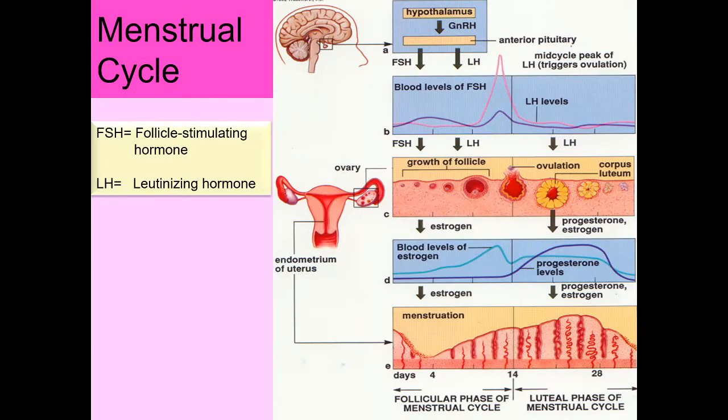Okay. So here we have the different parts of the body that are being impacted as the menstrual cycle goes on. At the very top, you see the brain, and you see that the hypothalamus is releasing GnRH, which is gonadotropin releasing hormone. That causes the anterior pituitary to release FSH and LH. Now in the next layer of the panel, you see panel B. It says blood levels of FSH are the blue line, and the LH are the pink line.